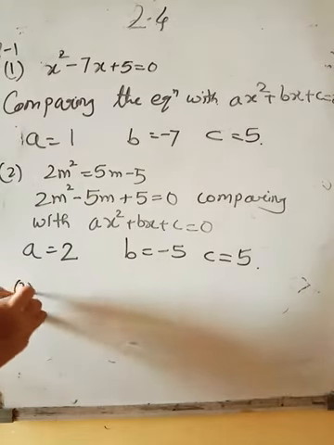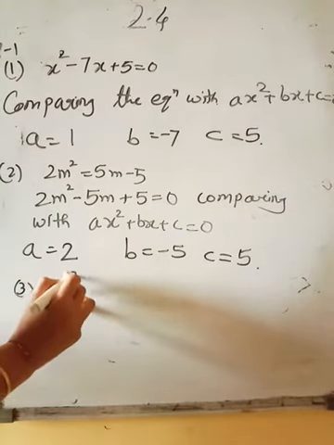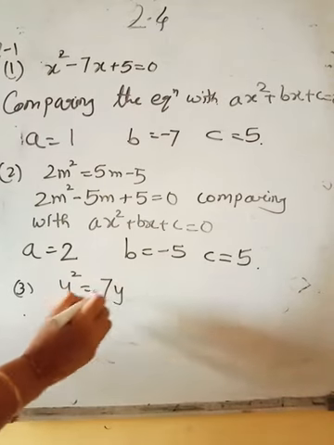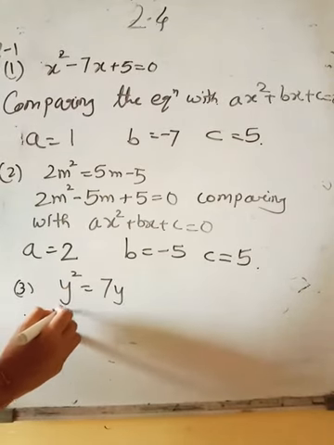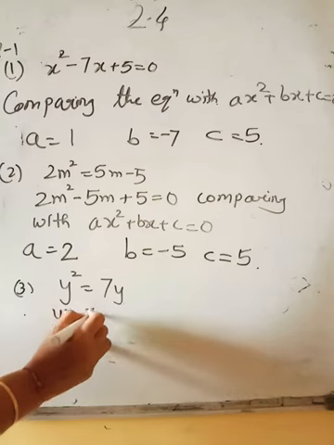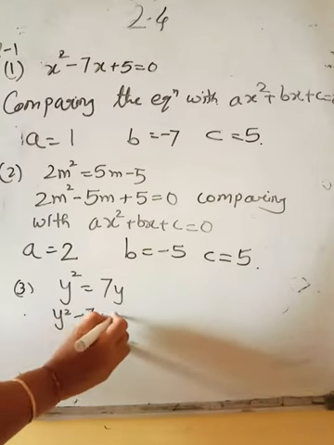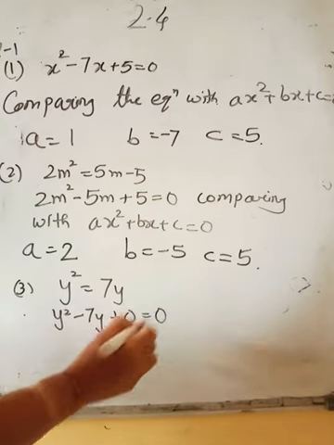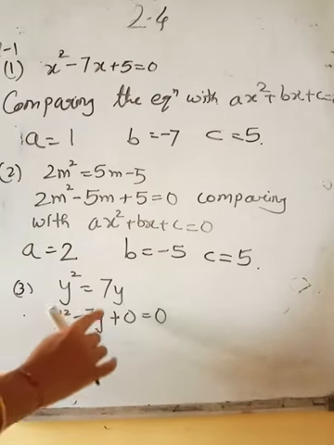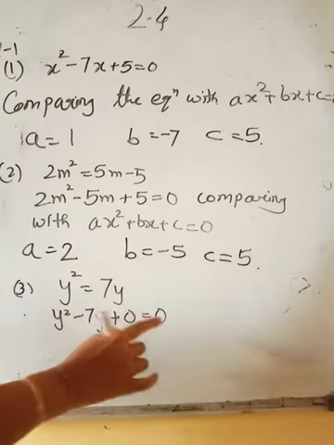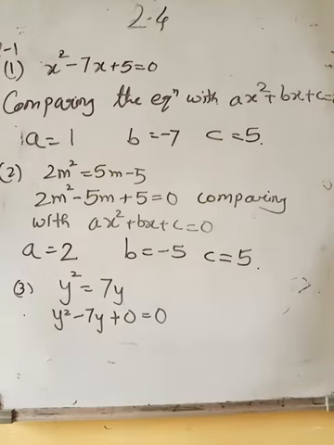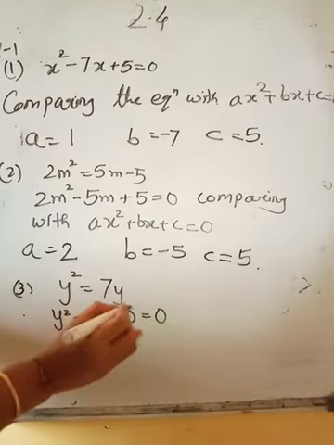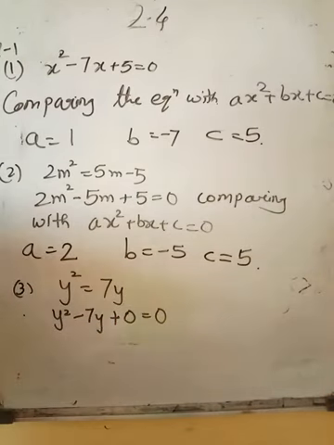Third one, y square is equal to 7y. So when we bring it here, minus 7y. Children, can I write plus 0 equal to 0? Because ax square plus bx plus c equal to 0, na? Okay, so that's why I am writing here 0, because nothing is there as a constant term.